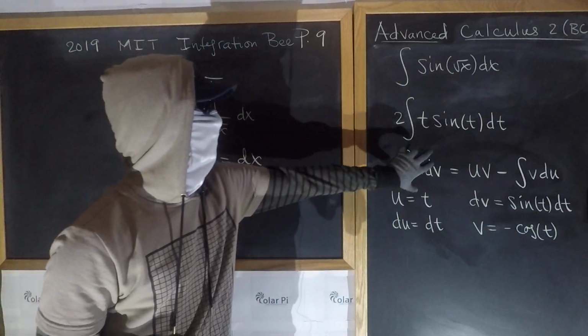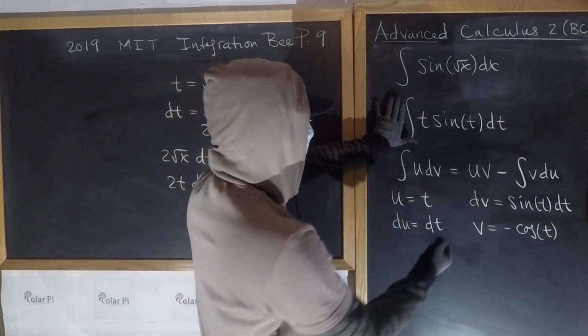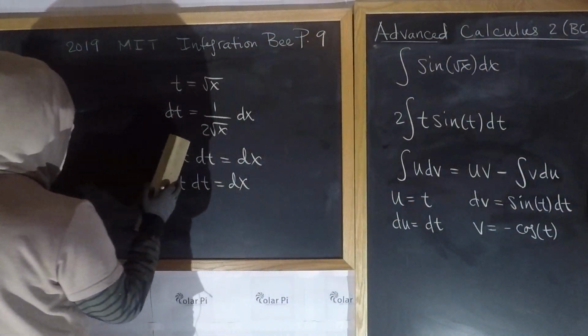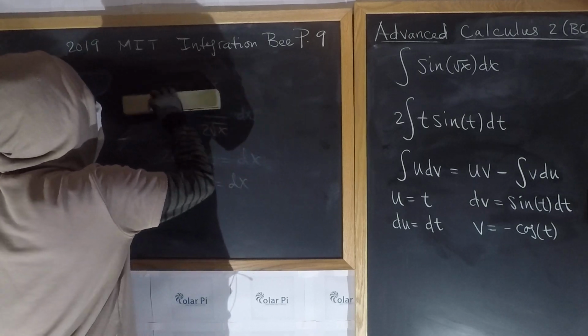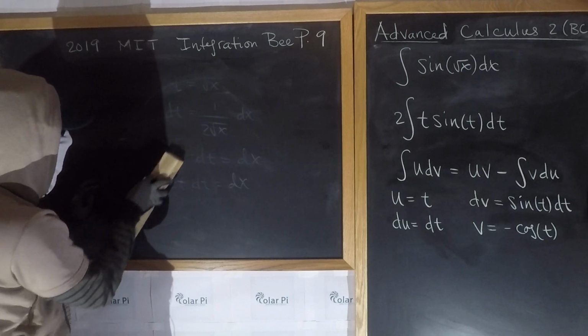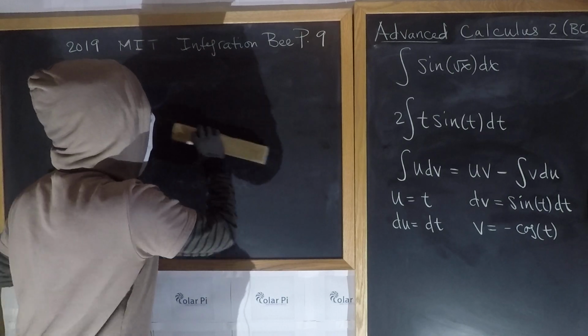Okay, cool. So this here, which is this here without that 2, will be this right-hand side: uv minus the integral of v du, in case my syntax was a tad bit confusing.